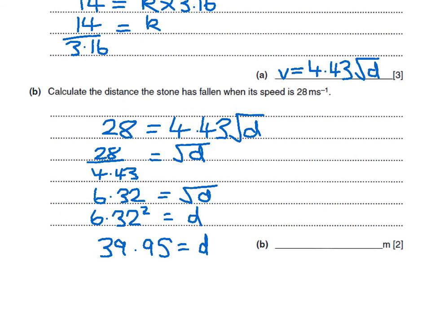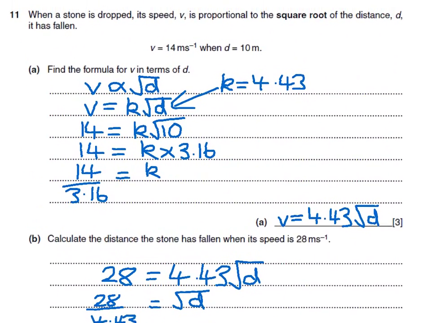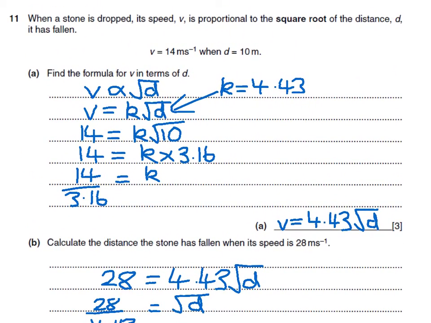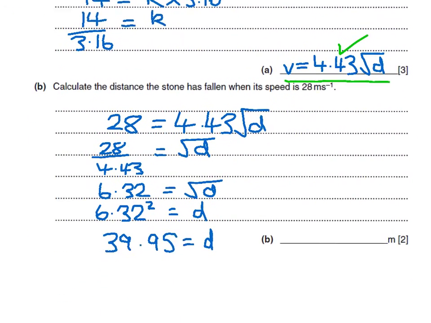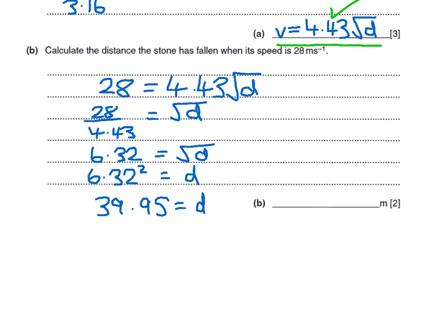Just quickly show you where the marks are available in that second question. So on the first part, again, you get a mark for the answer, a mark for finding k, and a mark for writing out the original formula. If you've got the answer right, you take all the marks automatically. For the second part, you're getting a mark for the answer, and you're also getting a mark for 6.32 or anything around the roundabout there being seen. Again, if you've got 39.95 here, you're taking all of the marks as well.